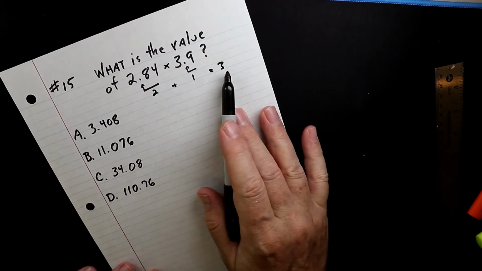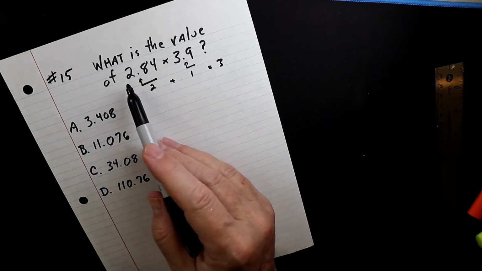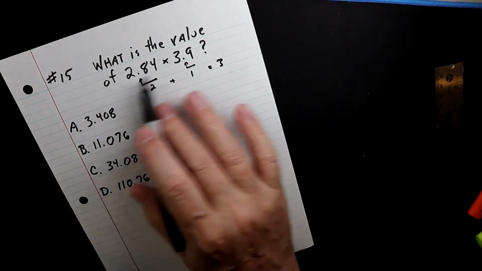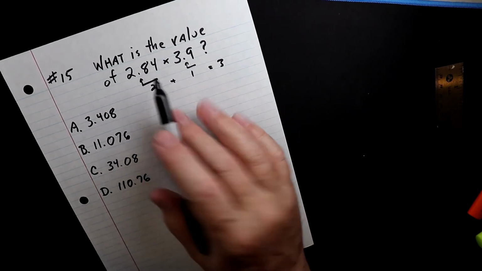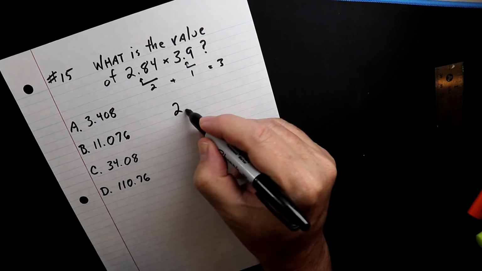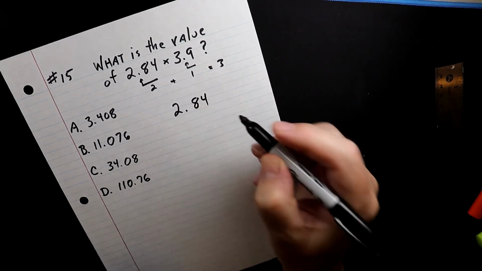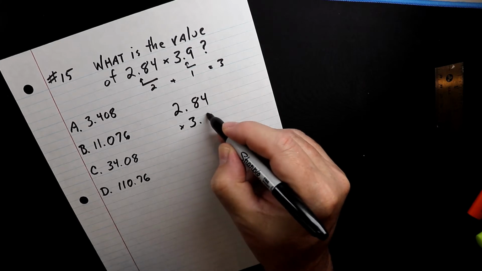And we're going to need that later. That's the last step of this problem. So let's multiply these two numbers. This is horizontal, left and right. You'd never multiply this way. You're always going to have to convert this to an up and down, a vertical problem. So we have 2.84 times 3.9.